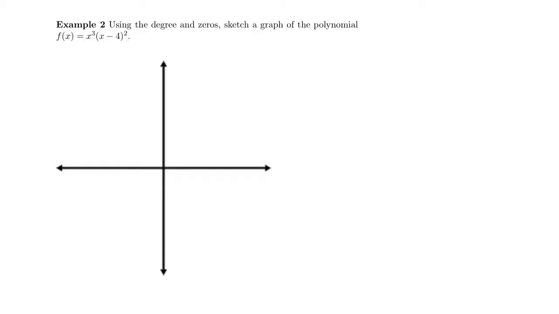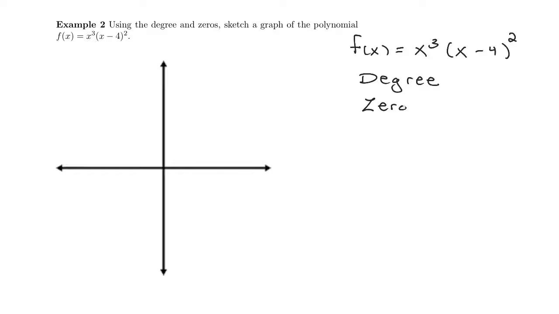So example 2 is really similar to example 1. I just made one slight change. Instead of it just being f of x is equal to x cubed times (x minus 4), I now put an exponent of 2 on the (x minus 4) factor. So again, I want to list down what the degree is and also what the zeros are.